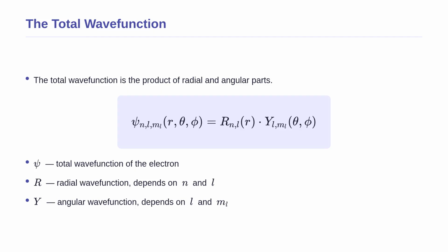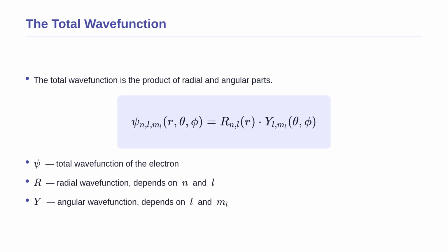Building on that idea of splitting the equation, let us look at the mathematical formula itself. The total wave function, psi, is a function of distance r and angles theta and phi. It is simply the product of the radial wave function R and the angular wave function Y. The radial part R depends entirely on the principal quantum number n and the azimuthal quantum number L.